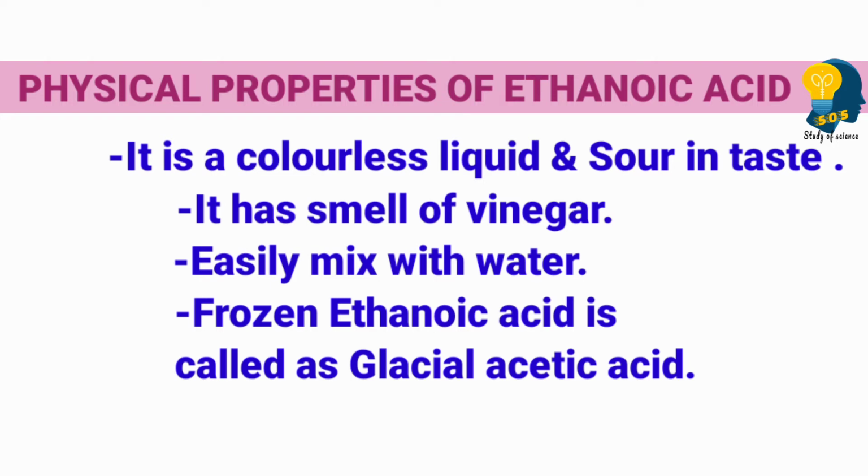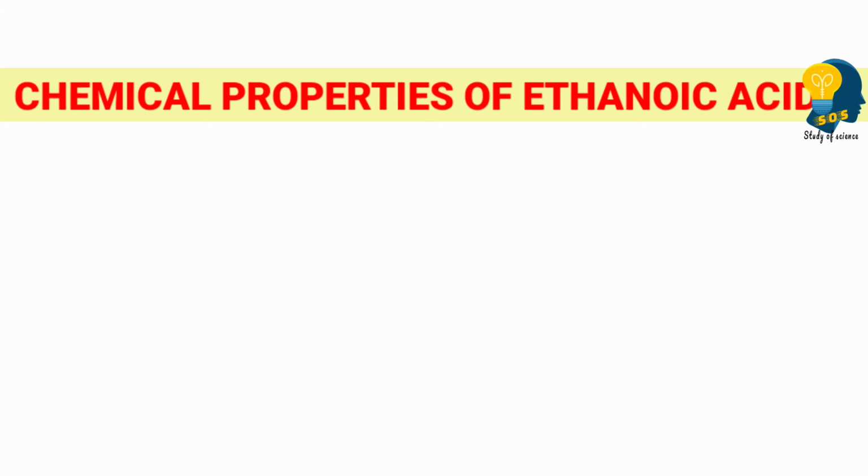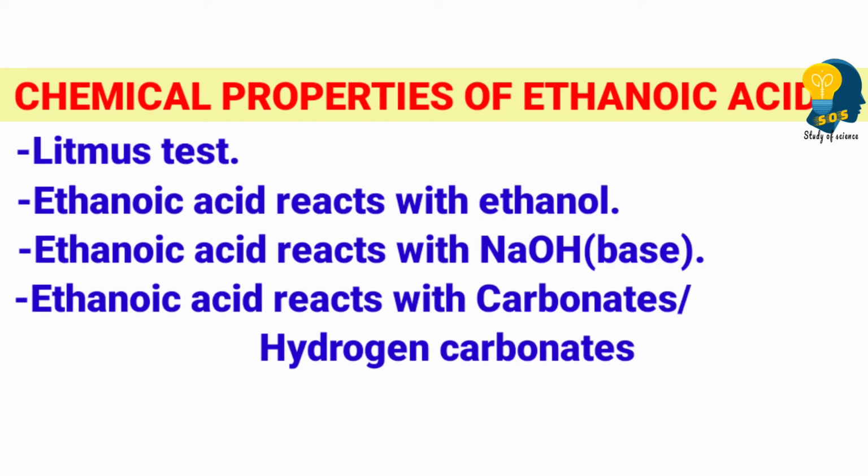Now let us understand some of the chemical properties of the ethanoic acid. When I talk about the chemical properties, it has litmus test, it has reaction with ethanol, it undergoes reaction with base, it also undergoes reaction with carbonate and hydrogen carbonate. Let us understand one by one in detail. Let us start with litmus test.